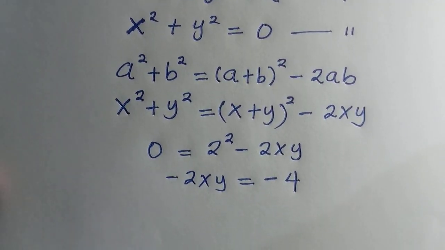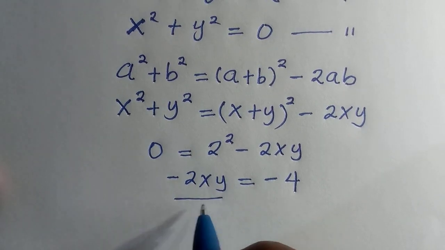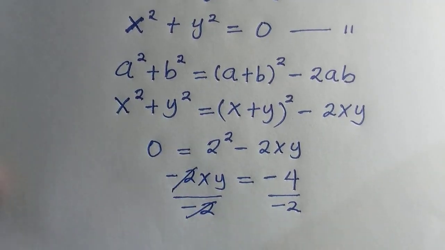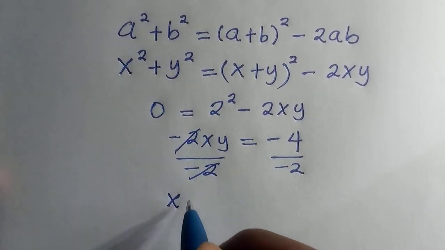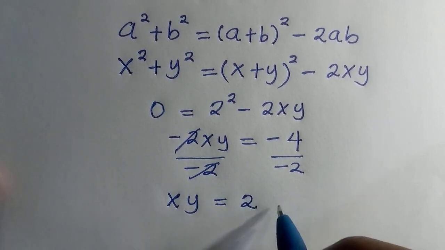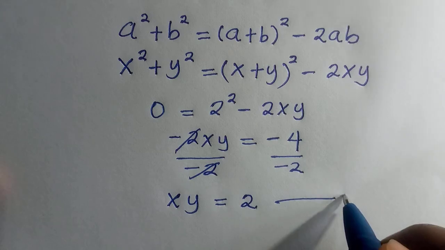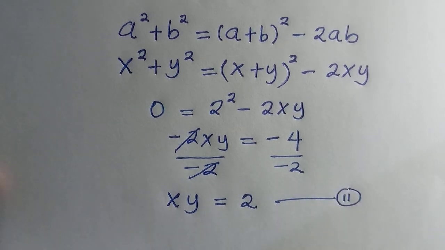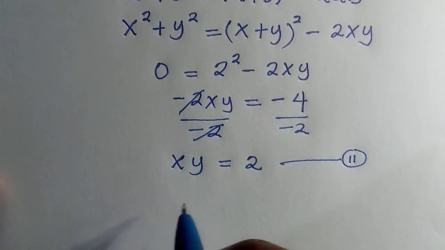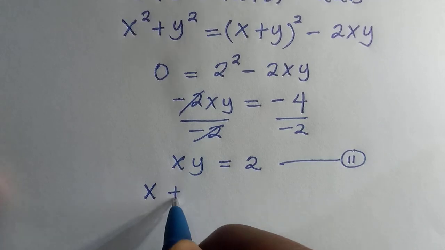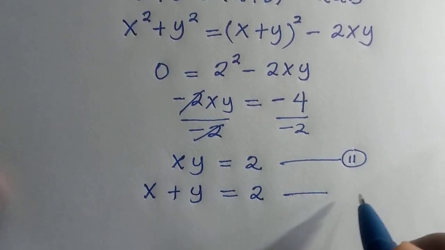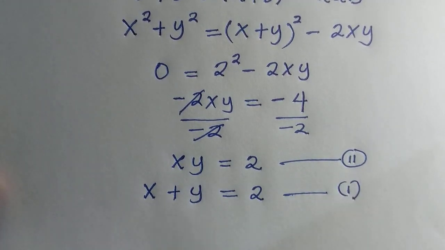So by dividing both sides by minus 2, we have this cancelled and xy equals 2. I call this one new equation 2. So let's try to combine equation 1 with this equation 2, and where equation 1 says x plus y equals 2. Here is our equation 1.